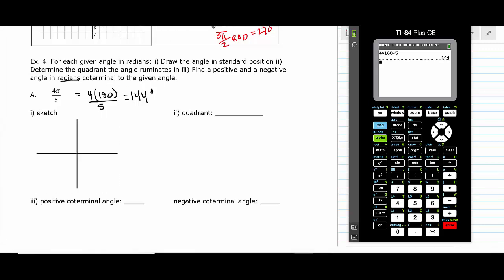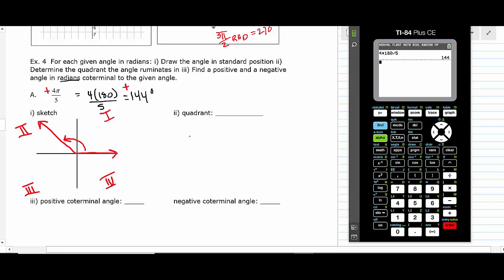So just to review, if you're in standard position, you want to have the positive x-axis. It's a positive angle. This is a positive number, so you're going to go counterclockwise. So you would just estimate kind of where 144 is. So it's in that region there. Remember the quadrants go 1, 2, 3, 4. So this one terminates in quadrant 2. To me it's just as easy, if you're sketching an angle in radians, to just change it to degrees and do it that way.